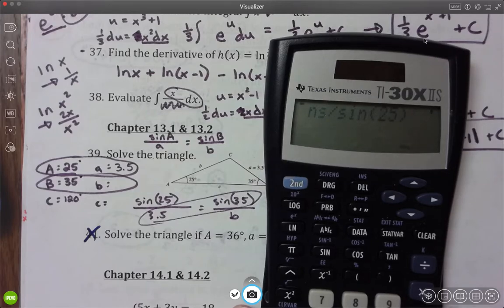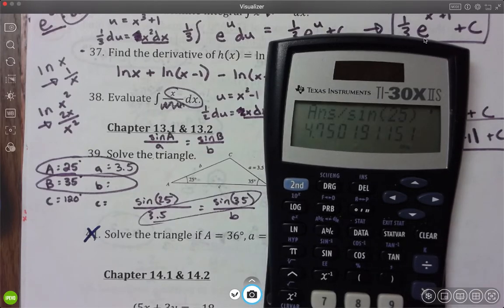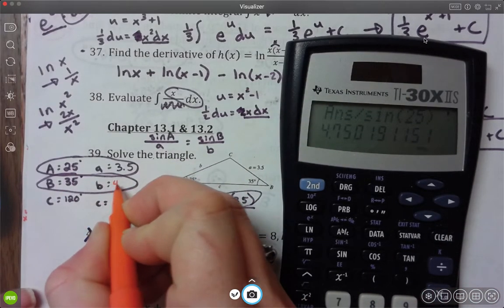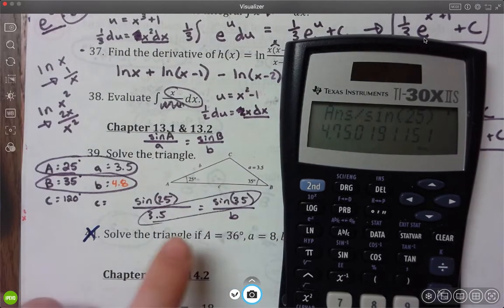And then you make sure I'm in degrees. Yes, I am in degrees. If your calculator is not in degrees, you'll get a different answer. So be careful of that. So B is 4.8. Let's see, 4.8. Okay. Now, yes, I see.